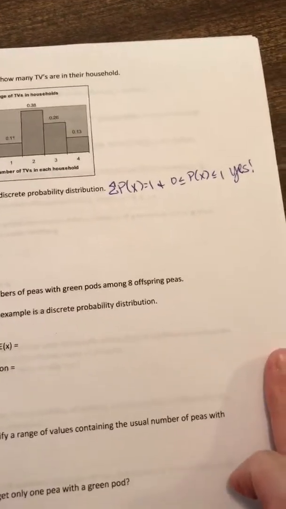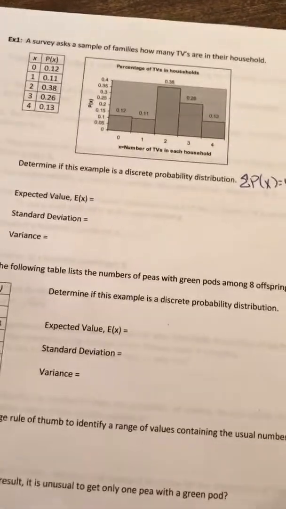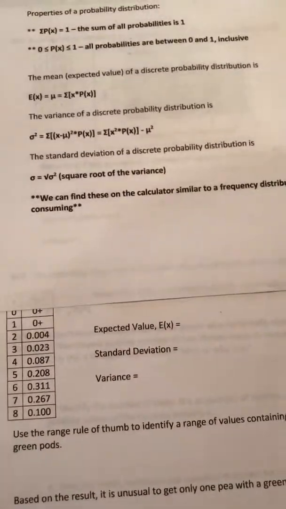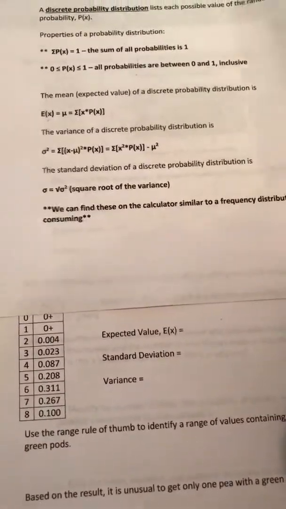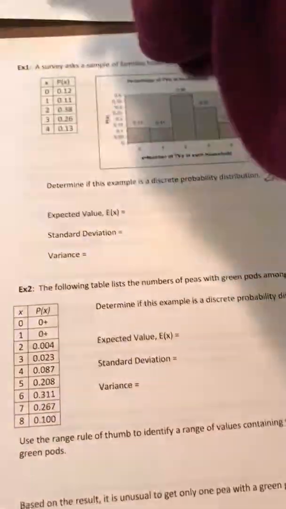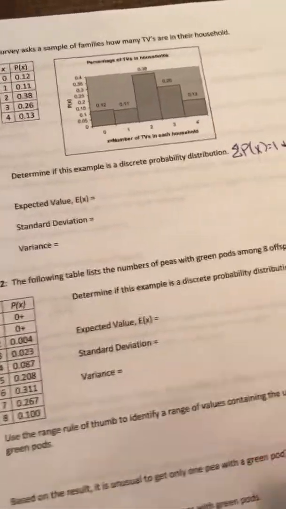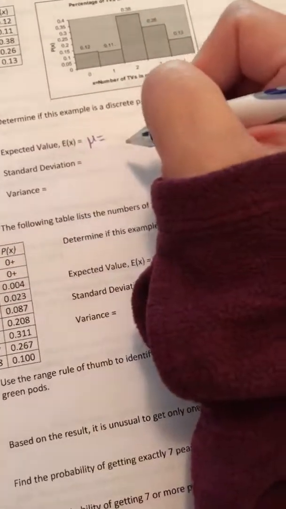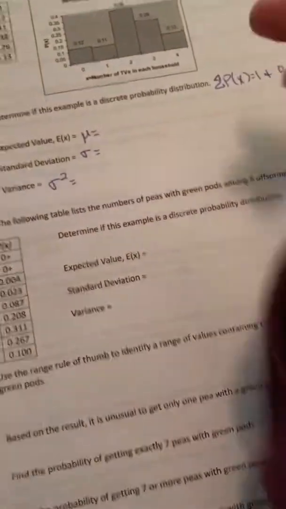So to find these values, to find the expected value, if you look back at the first page, here is your mean. So like I said, you can do it with the formula or you can do it on the calculator. I'm going to start on the calculator and then I'll do the formula. So the expected value is your mean. Your standard deviation for probability distributions is always a population one. And your variance, so you're using population symbols.